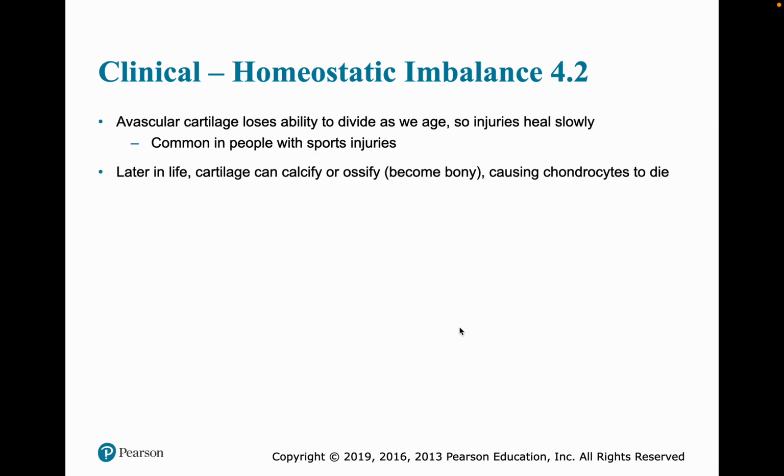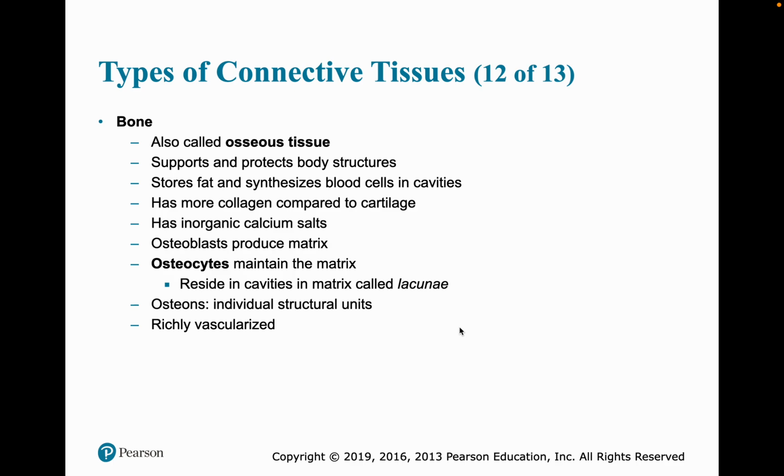Avascular cartilage loses its ability to divide as we age, so injuries heal more slowly. Cartilage injuries are common sports injuries. Later in life, that cartilage can also calcify, become more like bone. That would cause the chondrocytes to die. So now we have bone tissue.